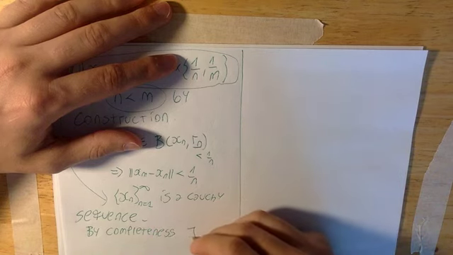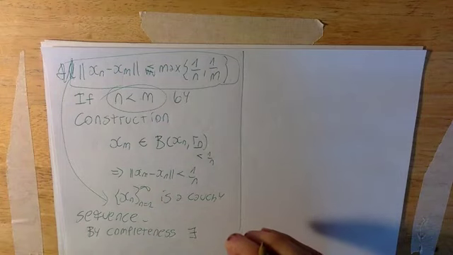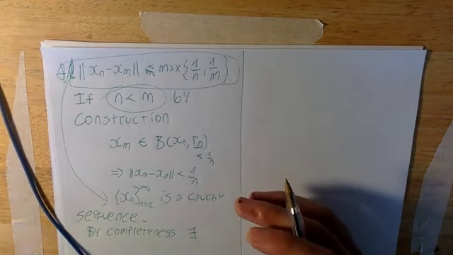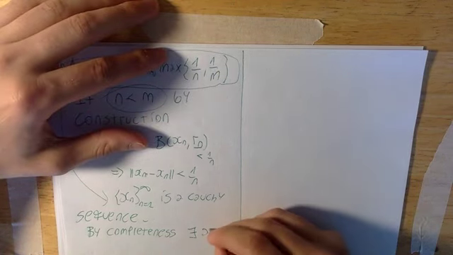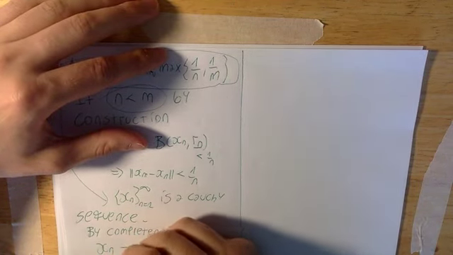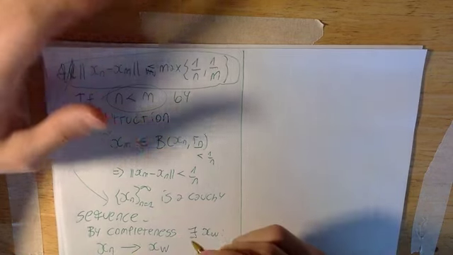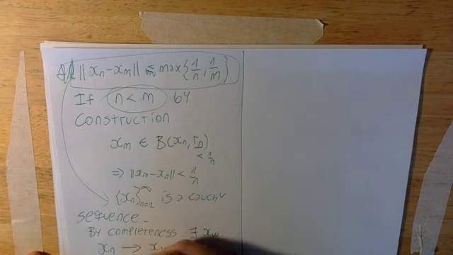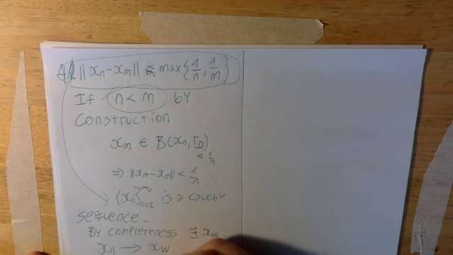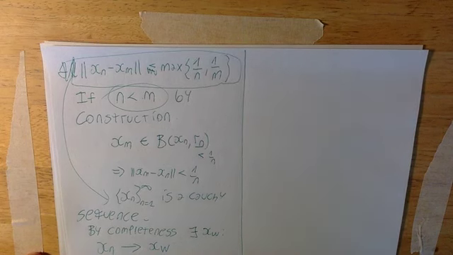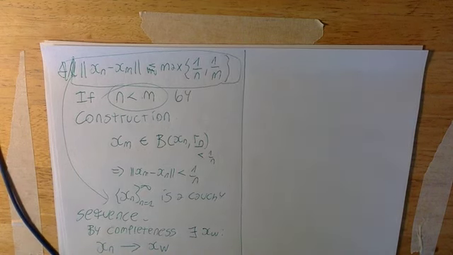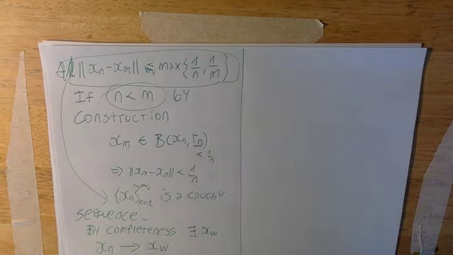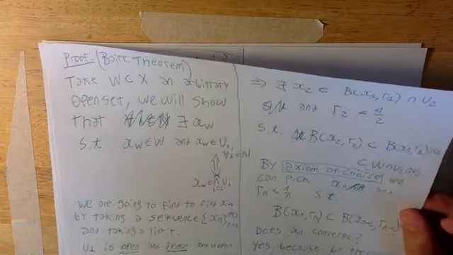Then, by completeness, there exists xw such that xn converges to xw. And now what we have to check is that xw is in W intersection U1 intersection U2 intersection U3, and so on. So xw is in W, in U1, in U2, in U3, in U4. Now we have to be a little careful to check that xw satisfies all of this.